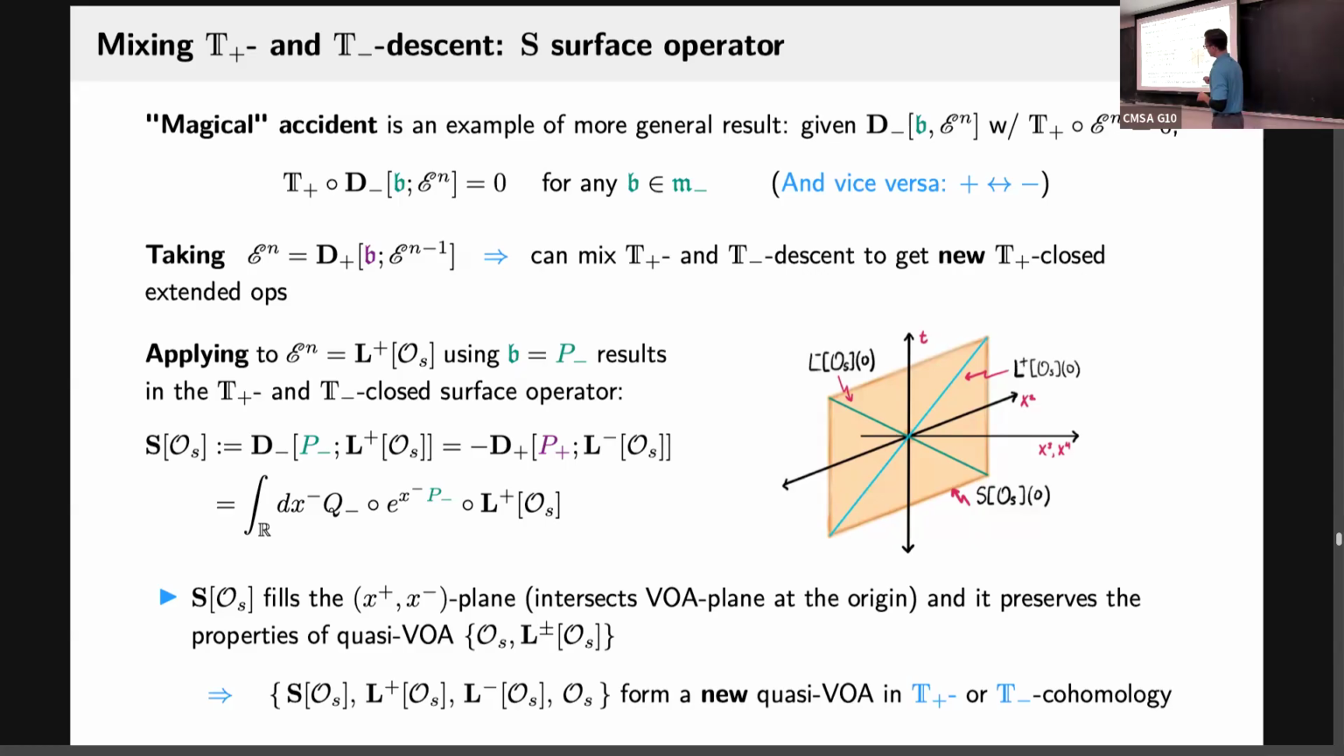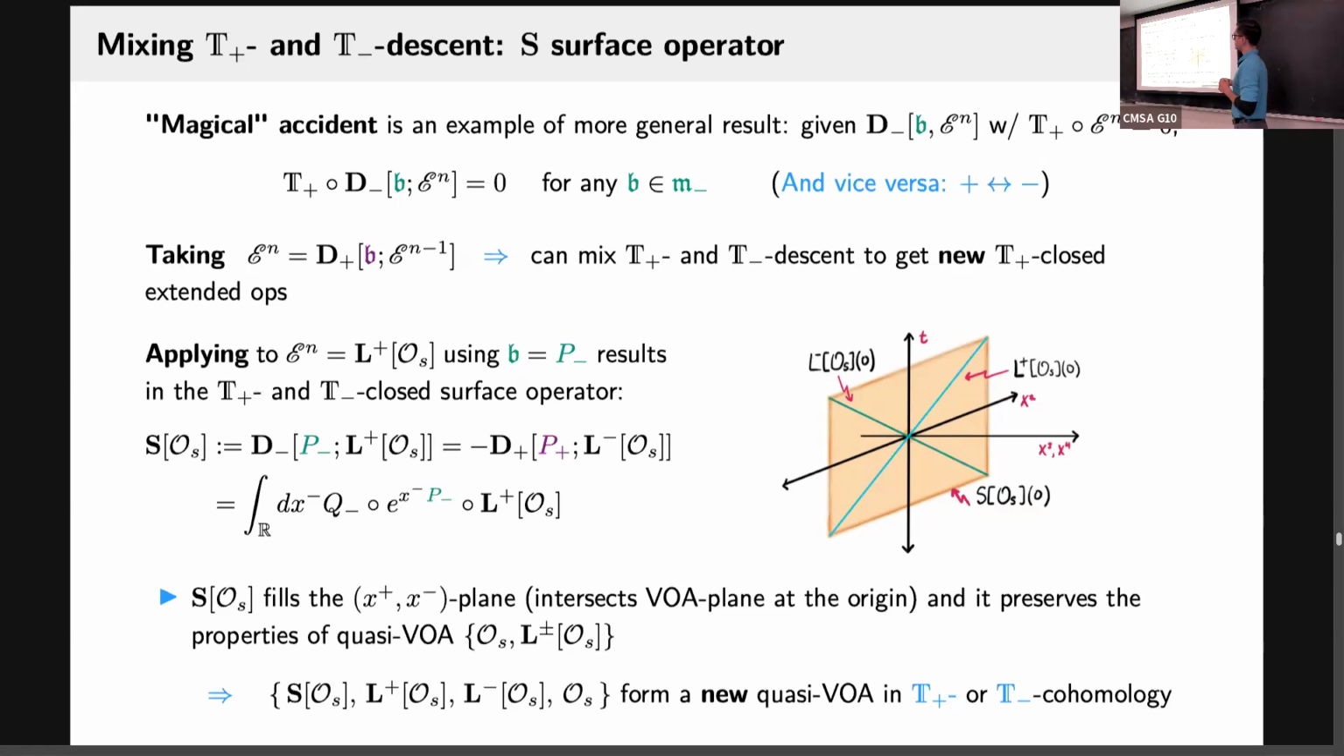Well, what this means is if I take E here, my T plus closed operator, to just be a T plus descent operator, then I can go ahead and perform the T minus descent procedure on it and get back a new T plus closed cohomology class. And so this is basically telling us that you can mix these descent procedures to keep the descent story going and build up new extended operators in this way.